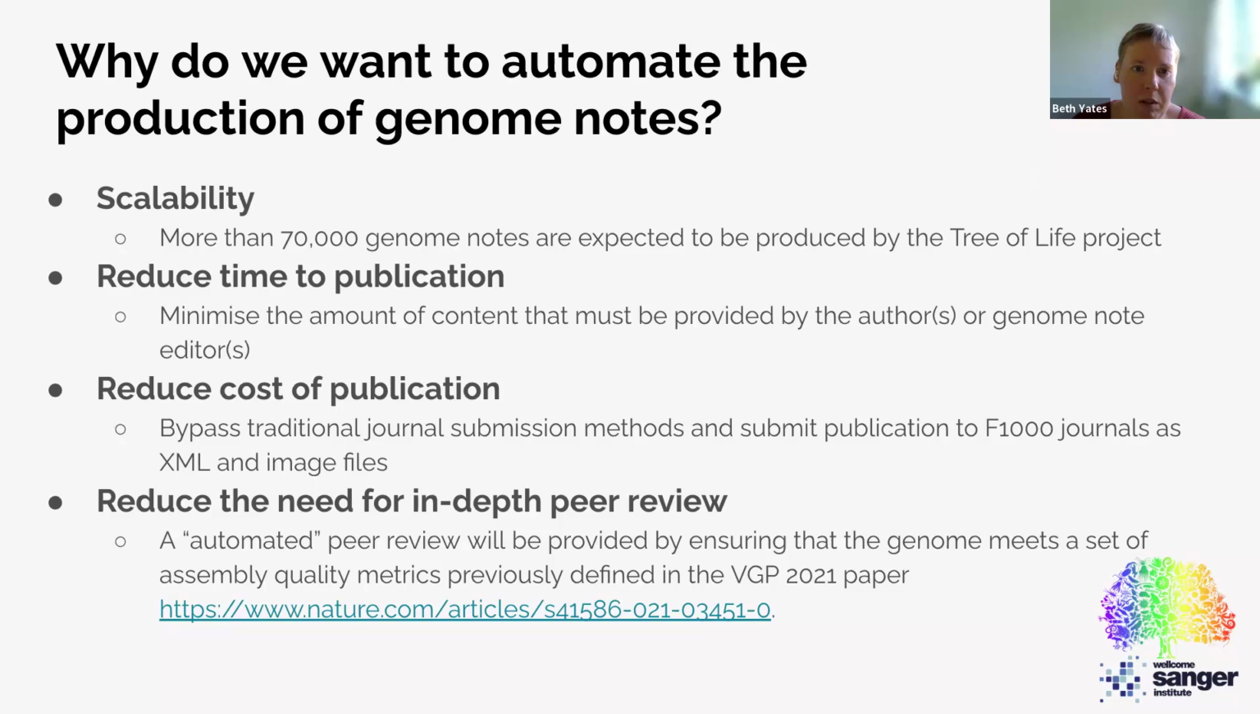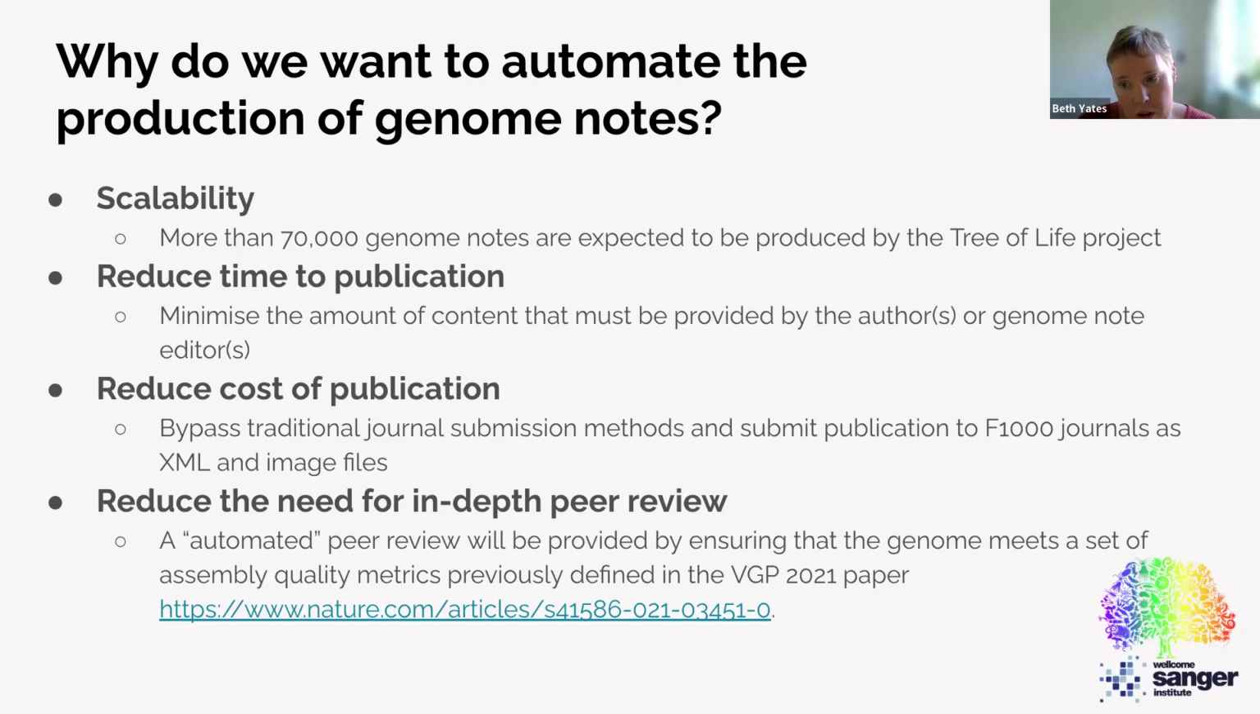So why do we want to automate the production of the genome notes? Well, scalability. We're expecting to produce more than 70,000 notes within the Tree of Life project alone. We want to reduce the time it takes to get a note published and minimize the amount of content that the authors and the editors have to provide. We also want to reduce the cost of publication.